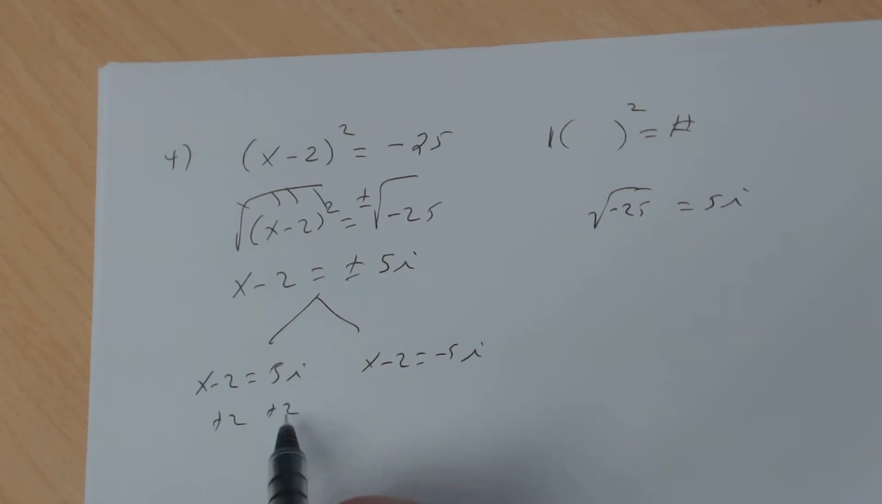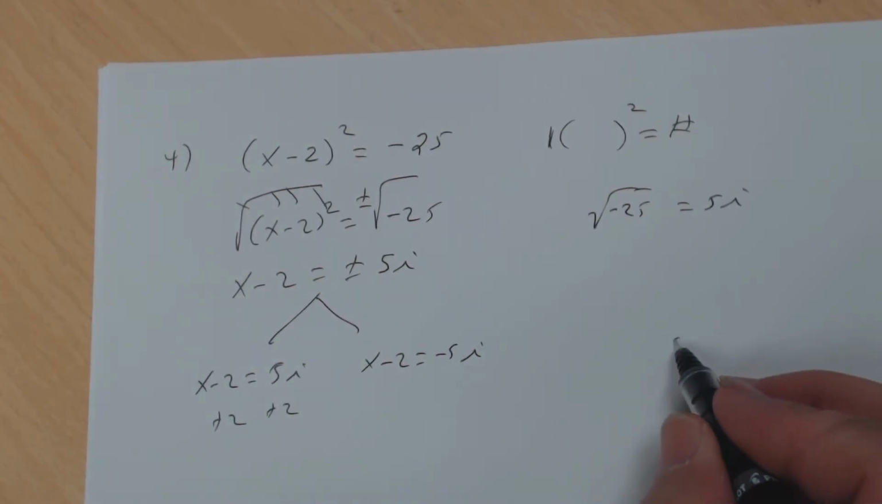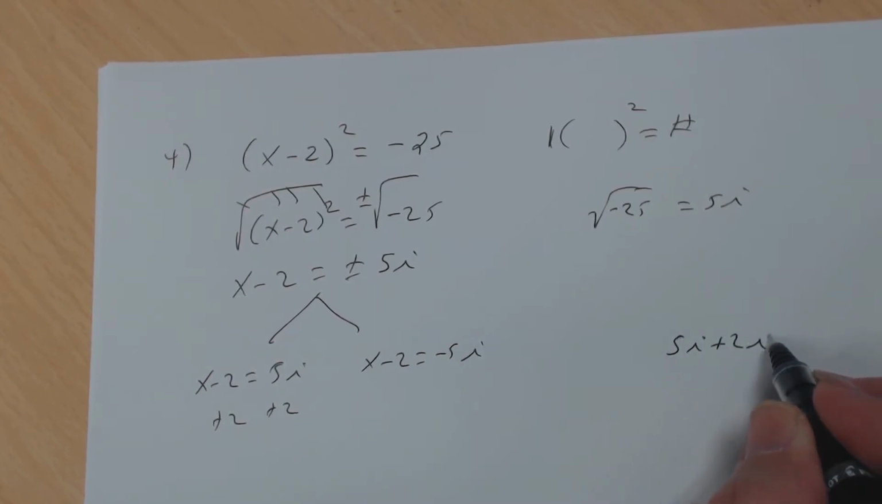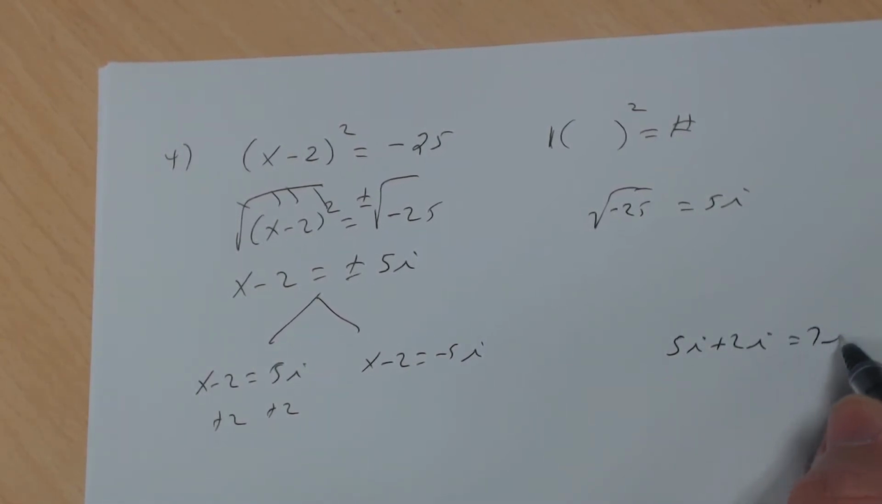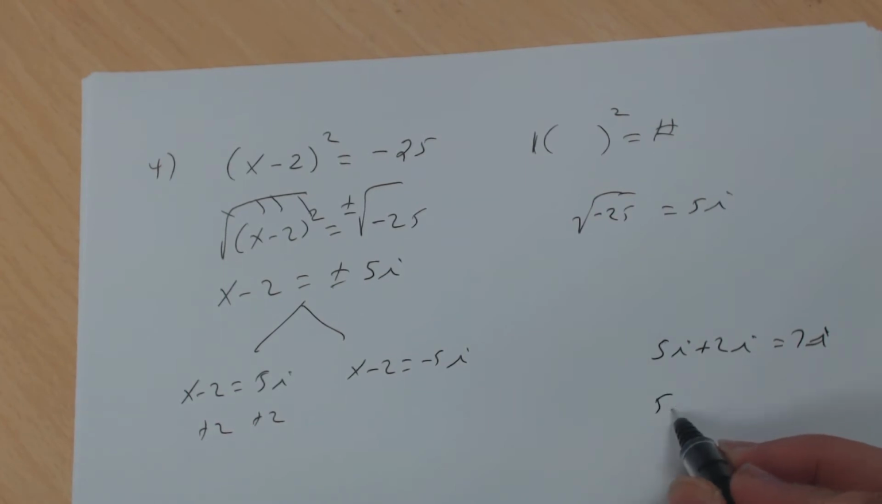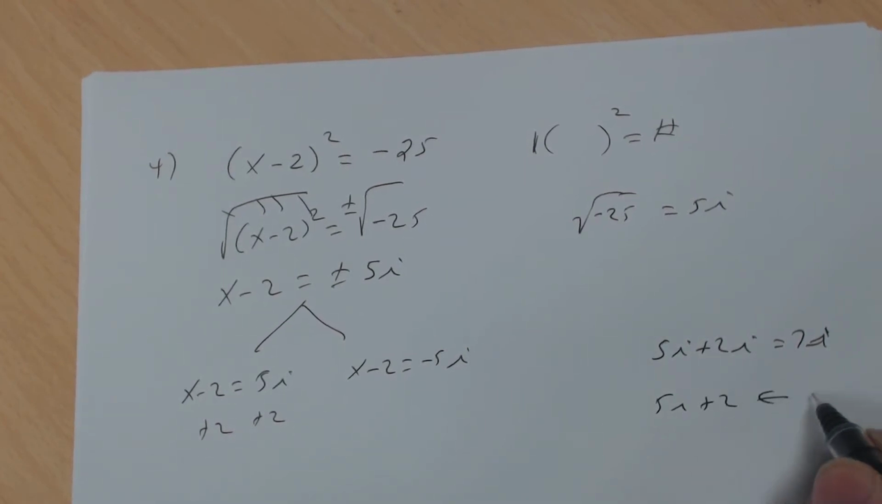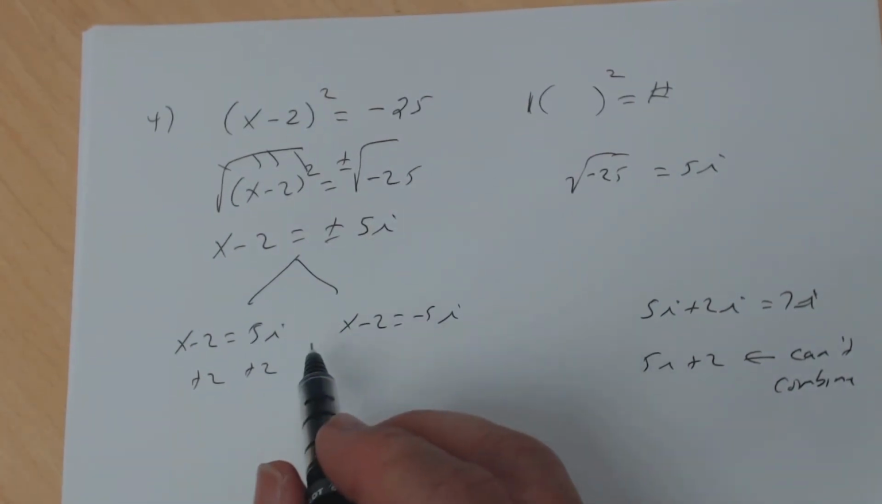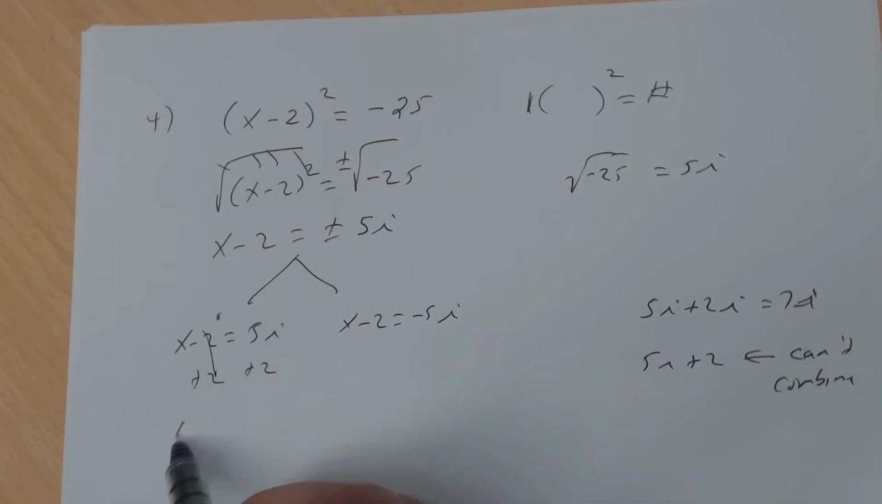Now notice those are not like terms. 5i and 2 are not like terms. If I had 5i plus 2i, those are like terms. That's 7i. But 5i plus 2, you can't combine. So you cannot simplify this. So basically your answer here is going to be x equal 2 plus 5i.